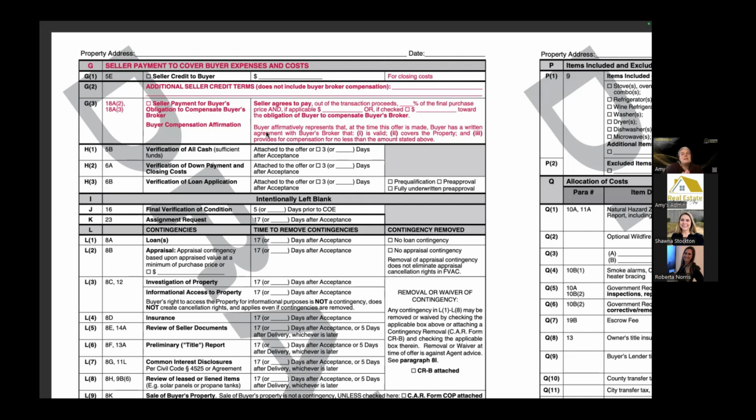So again, we don't need the SPBB form anymore after Tuesday, so just don't write any offers until Tuesday. No, I'm joking. Write offers all weekend long.